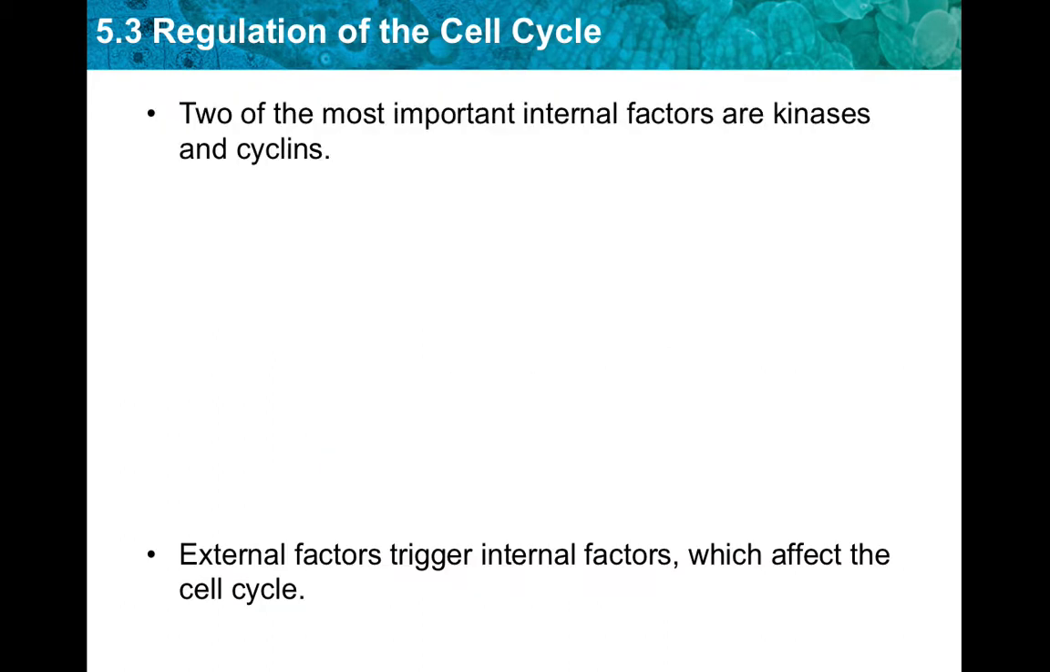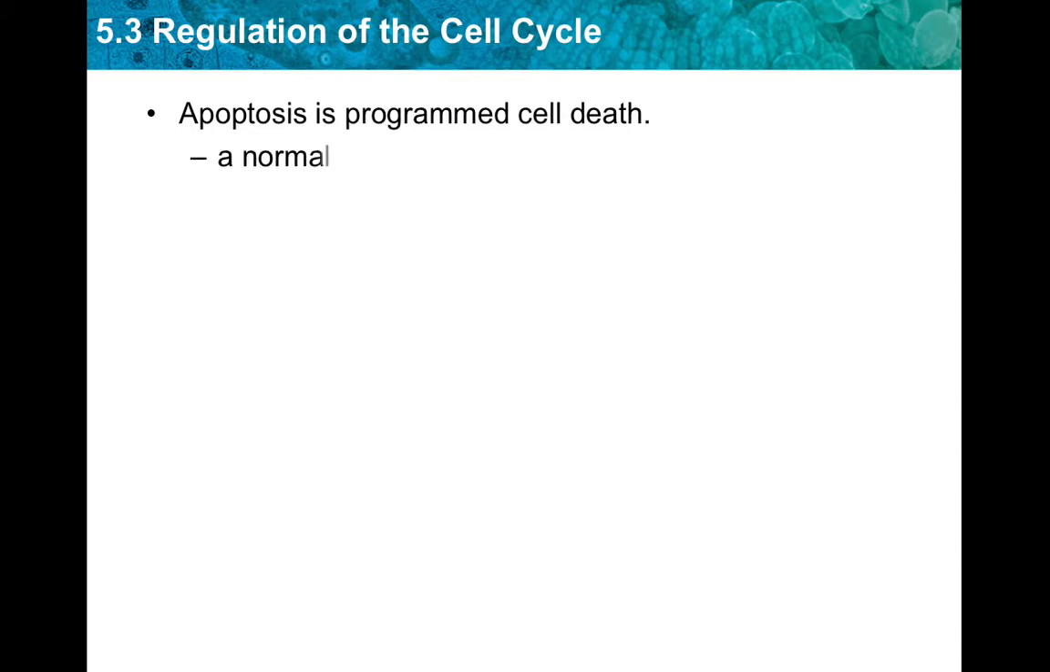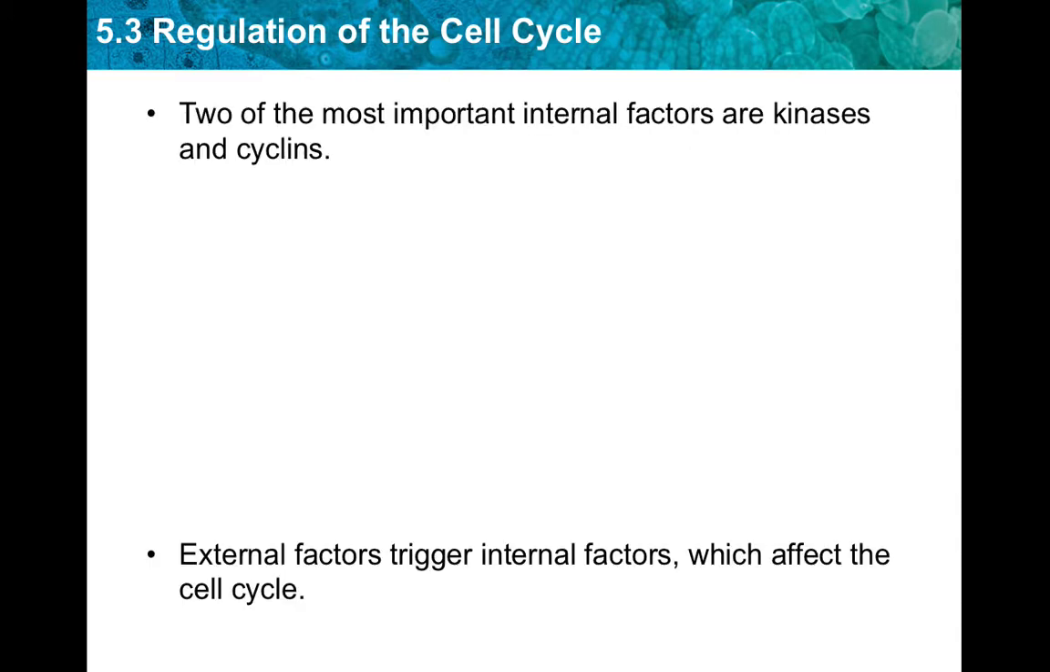Two of the most important internal factors are kinases and cyclins. When external factors bind to receptors, they can trigger internal factors that affect the cell cycle.